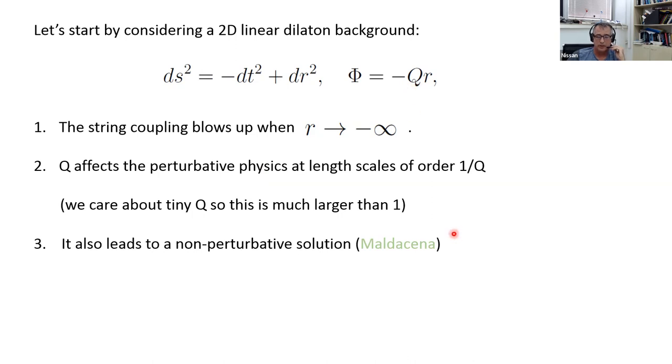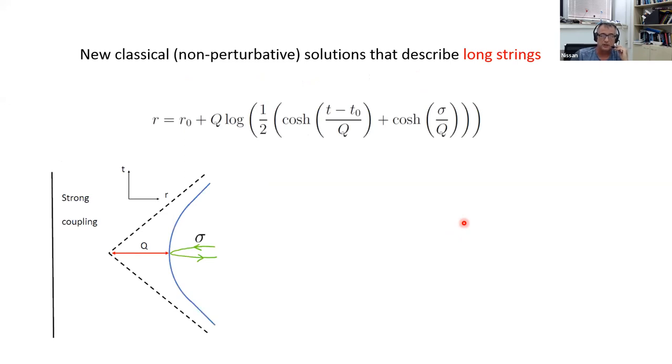And they were found by Maldacena back in 2005. I'm not going to discuss his motivation for this. I'll just describe them. The details of the solution are not terribly important for us right now. What is important is to describe how it looks. So we have, as we said, the strong coupling regime. And the folded string starts at infinity. It goes all the way until a certain point, and then it goes back.